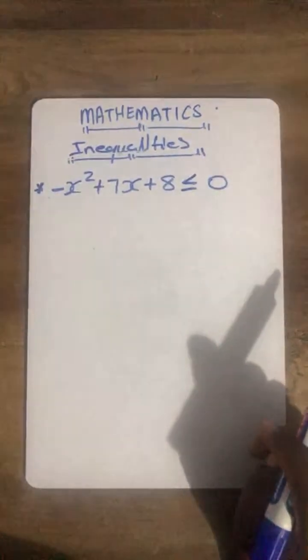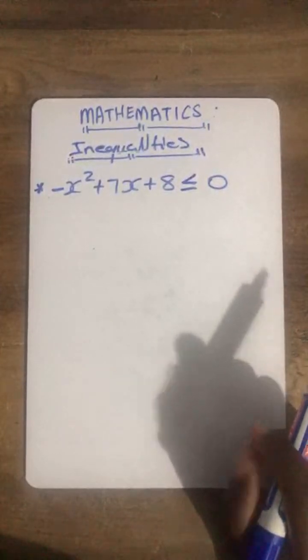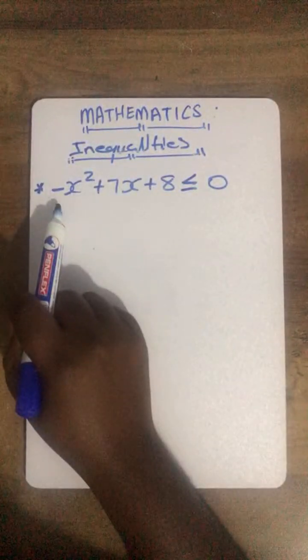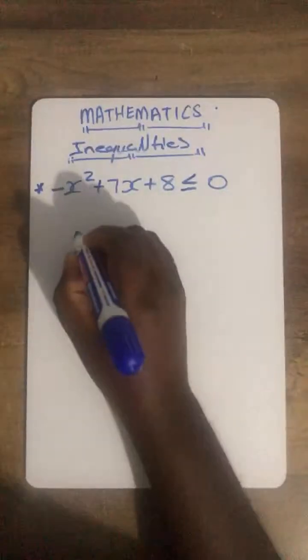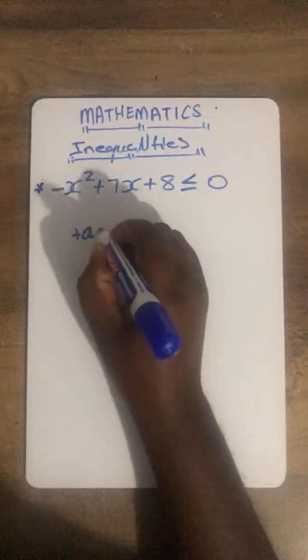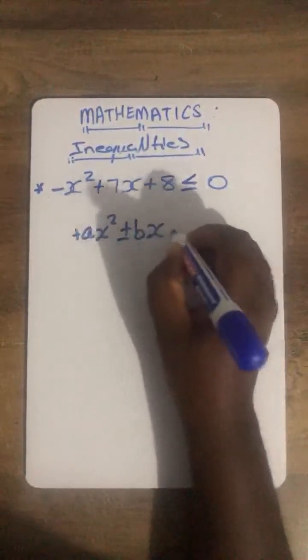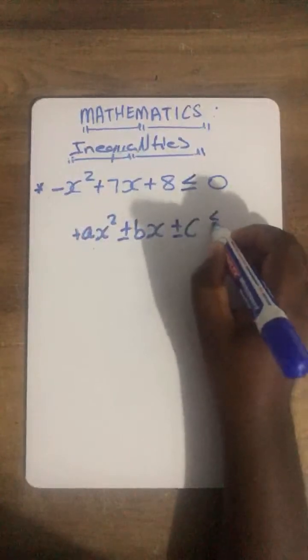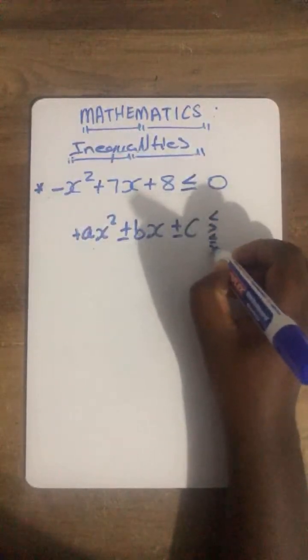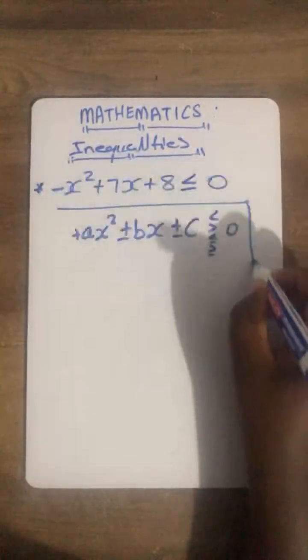So let's see, honorable members. In this case, can you see we are having an inequality problem there? And if you remember, I said you must be having a positive A value. B doesn't matter whether it's positive or negative. C doesn't matter whether it's positive or negative. The inequality sign, whatever you are having there, it's fine. On the right side, everything has to be equated to 0.